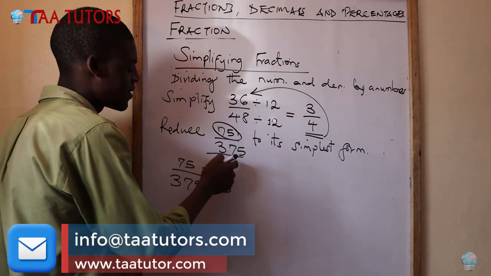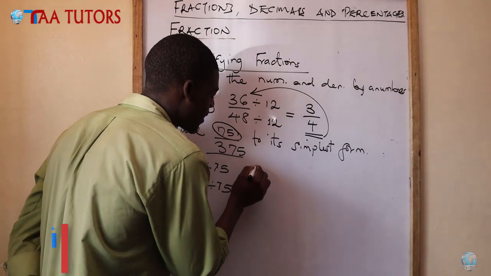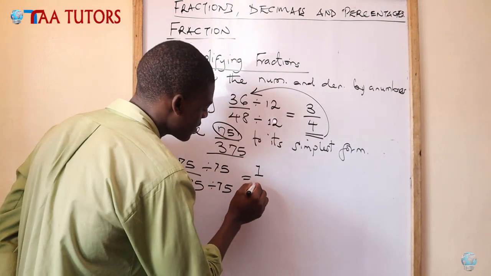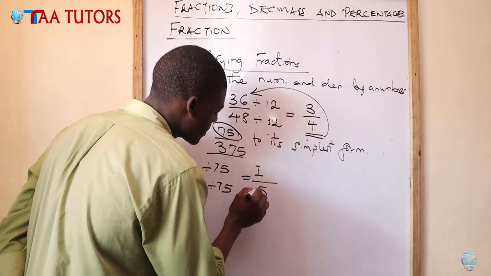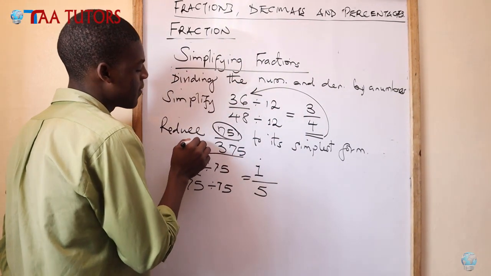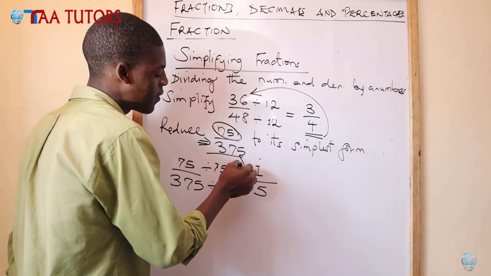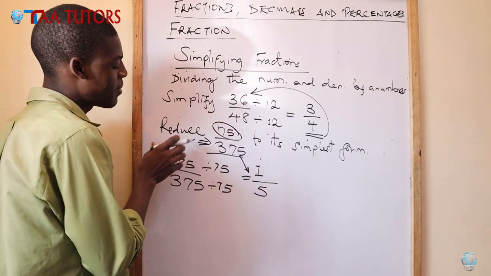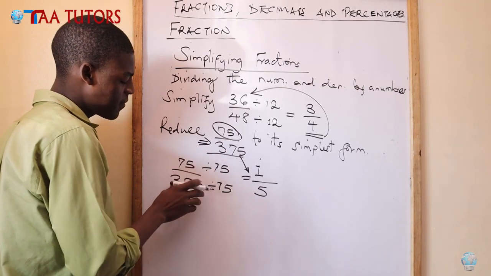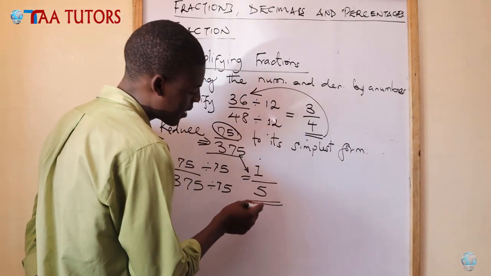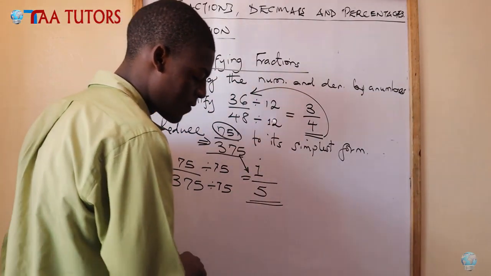75 divided by 75 is going to give us 1. Then 375 divided by 75 is going to give us 5. So the simplest form of the fraction 75 over 375 is 1 over 5. We are simplifying 75 over 375 to get 1 over 5. This is what we now call simplification.